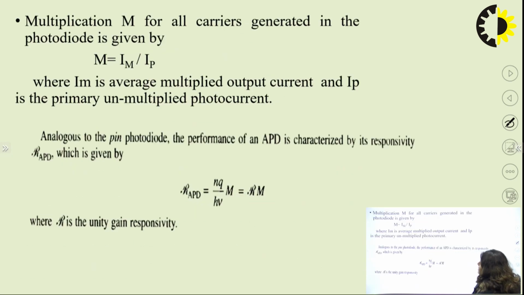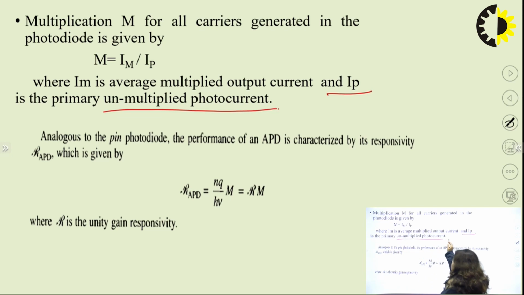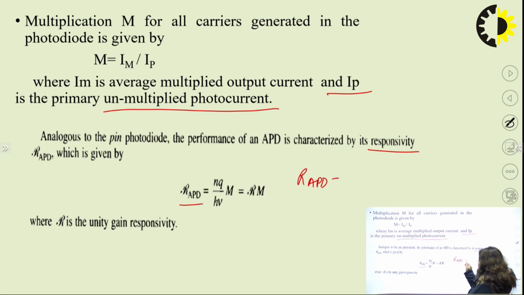The multiplication factor for the avalanche photodiode is given by M equals I_M upon I_P, where I_M is the average multiplied output current and I_P is the primary unmultiplied photocurrent. Analogous to the pin photodiode, the performance of the APD is characterized by its responsivity. The multiplication factor is included in the responsivity because M is equivalent to I_M upon I_P. So we have ηq/hν times M, or R into M. R_APD is equivalent to R into M.